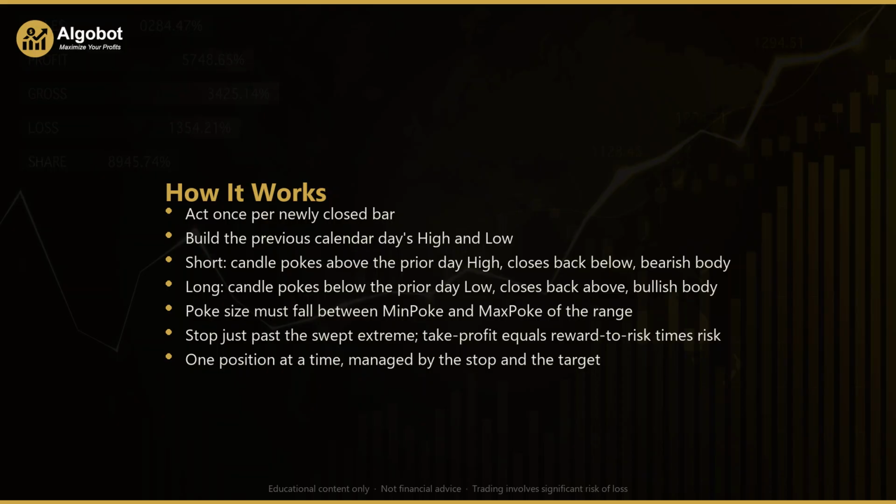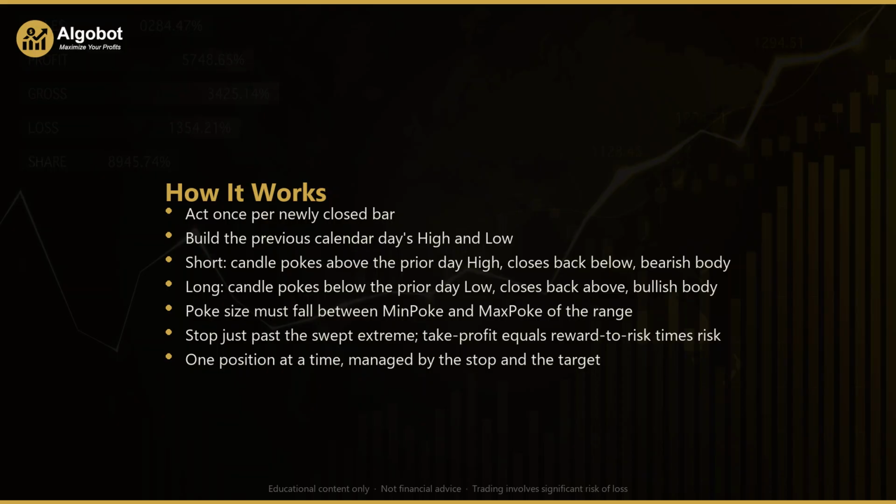When all of those line up, the strategy reads it as a trapped breakout above the high and signals a short. The long setup is the exact mirror. The candle's low has to poke below the prior day low by an amount inside the same minimum and maximum bounds. It has to close back above the prior day low, and it has to have a bullish body. That's read as a failed break below the low, and the strategy signals a long.